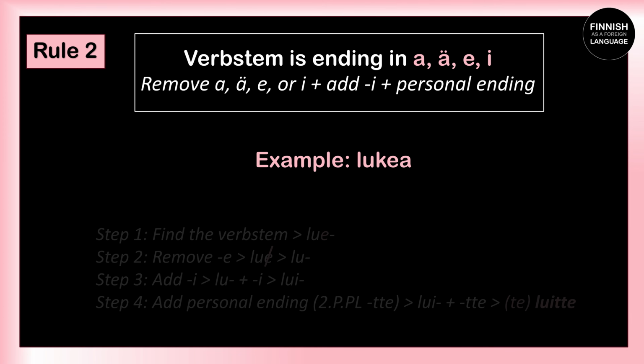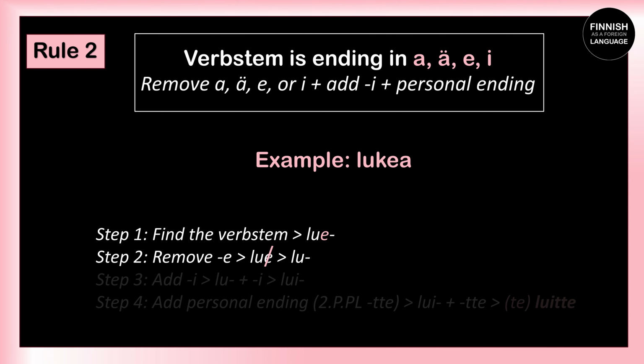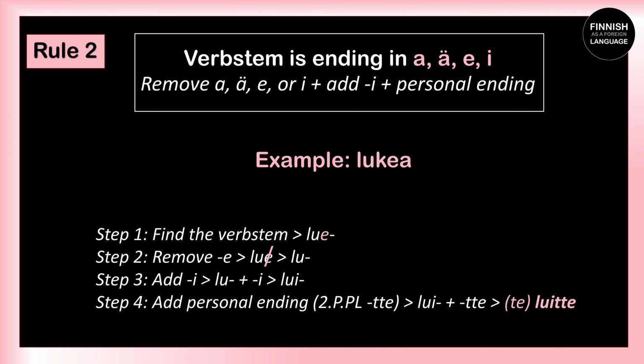Next example, lukea, which means to read. In the first step again, we have to find the verb stem, which is lue. In the second step, we have to remove the last letter e and we remain with lu. Then in the third step, we add the past tense marker i to it and we have lu plus i is lui. And in our final step, we add the personal ending. Now let's say we want to form the second person plural, so that means we have to add te to it. So we have lui plus te is luitte. Te luitte, which means you read, plural.